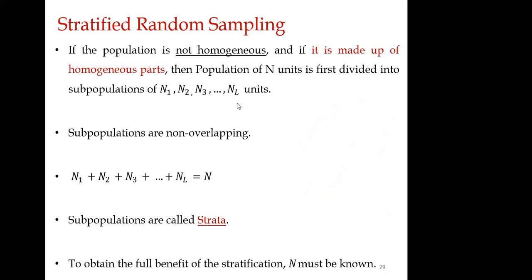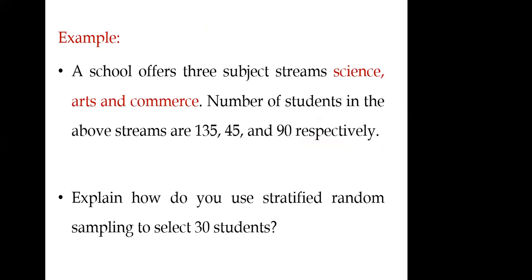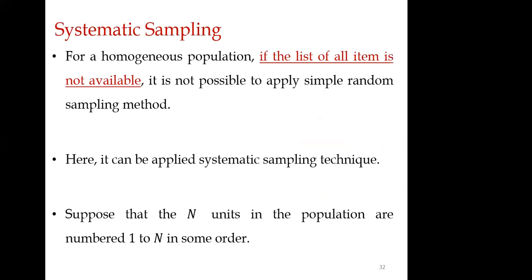And a very important thing is we are dividing them without any overlapping. Okay, so the next one is what we call the systematic sampling method.